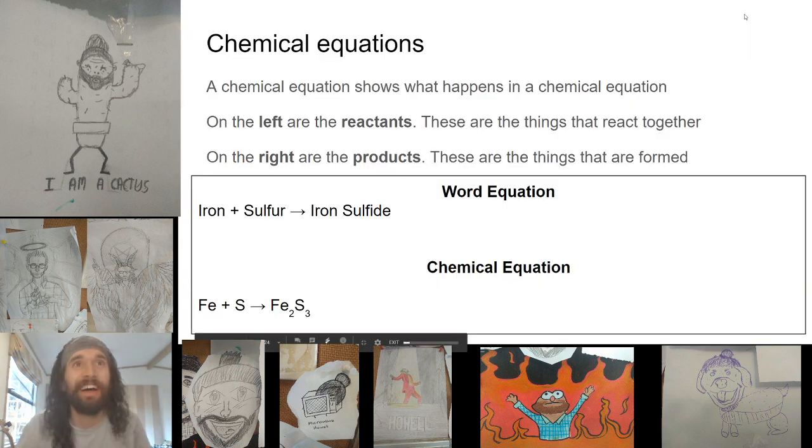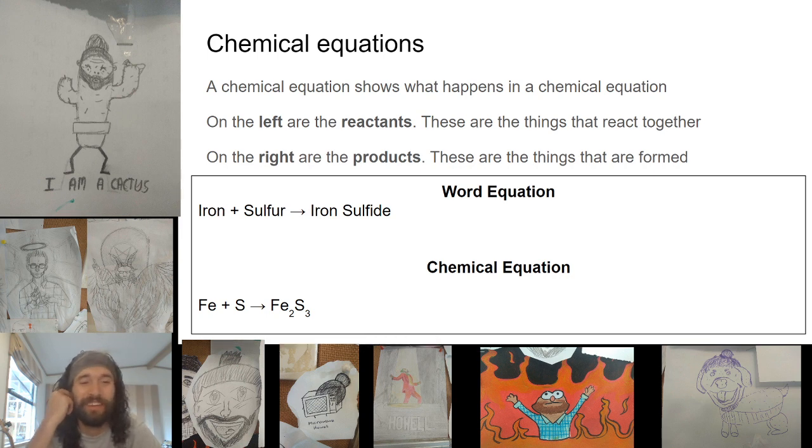All right, the last thing we're going to be looking at is these things called chemical equations, and this shows what's happening in a reaction. So on the left of the chemical equation, this side here, iron and sulfur, we have the reactants. These are the things we have that react together. And on the right, we have the products, iron sulfide. We have just one product here, it's called iron sulfide. The arrow shows before and after the reaction, so before we put the heat in and after we put the heat in. And the plus just shows these separate things.